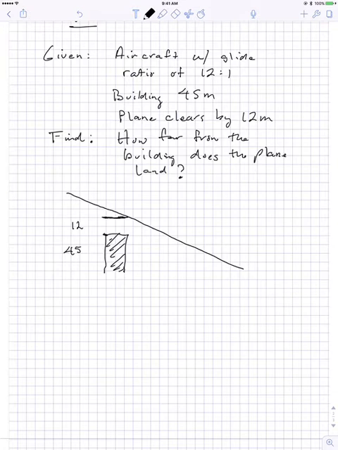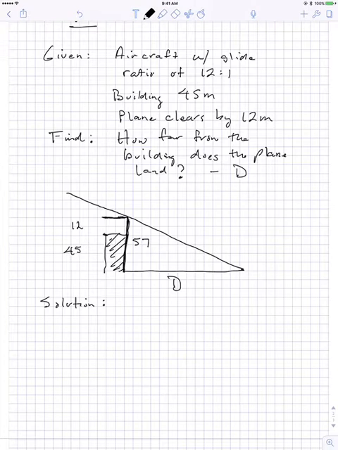Okay, so if you think about it, we have a triangle, and we want to know this distance d. So we want to find d. All right, and so what we have is this length, which is the sum of 45 and 12. We can add those together and we would get that to be 57.